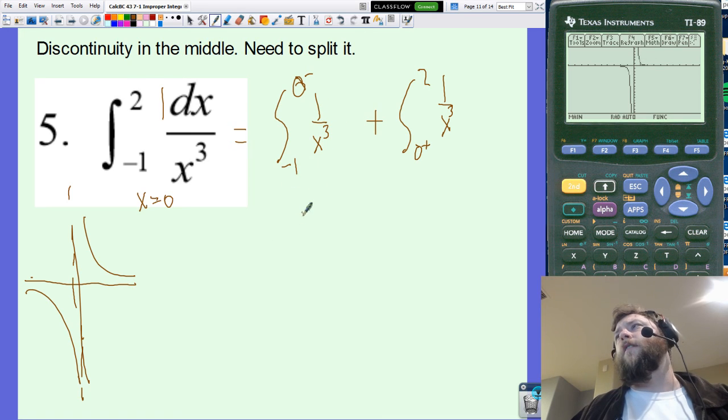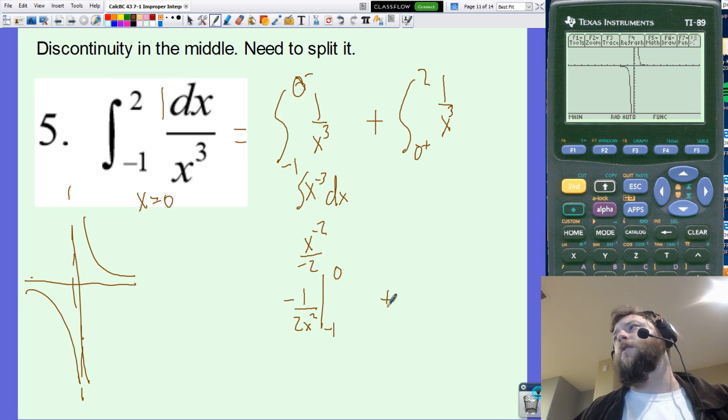So the antiderivative of 1 over x cubed. If you don't remember how to do this, which I'm drawing a blank on right here, you add 1, so x to the -2, divided by -2. So it's going to be -1 over 2x squared from -1 to 0. And this one would be the same over here. So it'd be -1 over 2x squared from 0, we'll put that plus and the minus here, to 2.